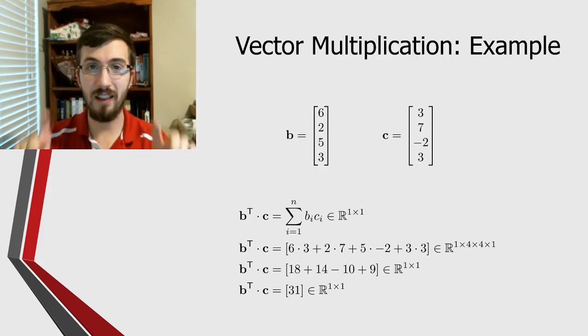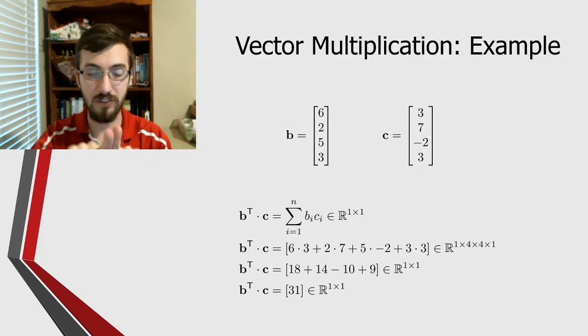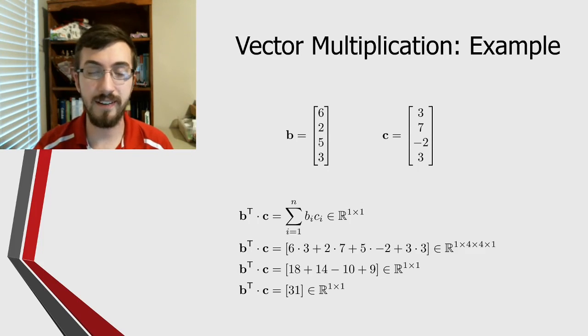Sometimes I like to think of it like you're zippering the two vectors together, and then you just take the sum, and there you go. All right, that's the dot product. Hopefully that wasn't too bad for you.